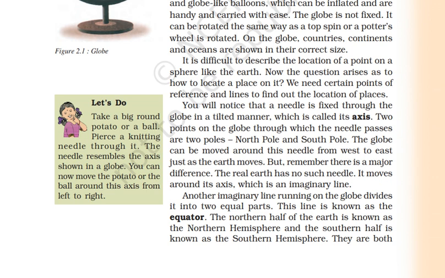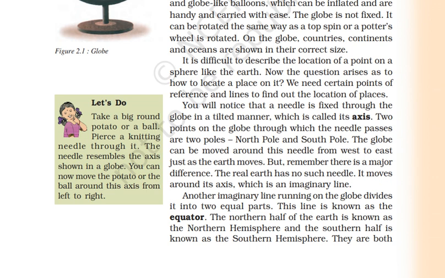You will notice that a needle is fixed through the globe in a tilted manner, which is called its axis. Two points on the globe through which the needle passes are two poles, North Pole and South Pole. The globe can be moved around this needle from west to east, just as the Earth moves. But remember, there is a major difference. The real Earth has no such needle. It moves around its axis, which is an imaginary line.